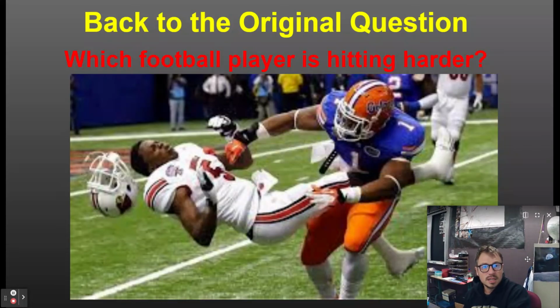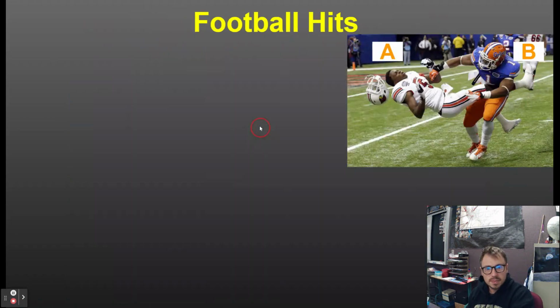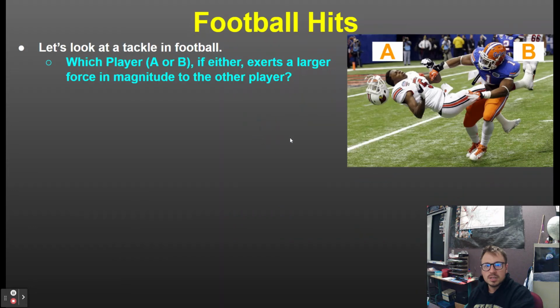So if we look at something like this, which football player is hitting harder? Well, you'd probably be tempted to look at this and say it's the person hitting the one with the helmet coming off. So let's just take a look at football hits. Let's take a look at 2 different players. I just labeled them A and B. Which one exerts a larger force in magnitude on the other player?